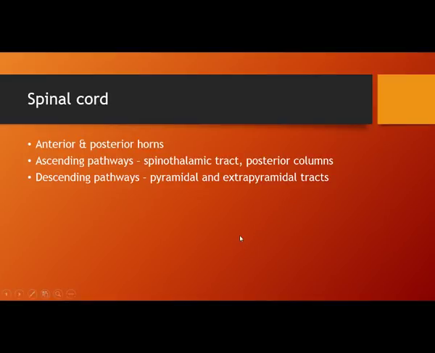The spinal cord, anatomically, we see an anterior and posterior horn on each side. And then there are ascending pathways. Those are the ones that are going to bring sensation to the brain. The two main ones are the spinothalamic tract and then the posterior columns. And then the descending pathways, there's pyramidal and extrapyramidal tracts.